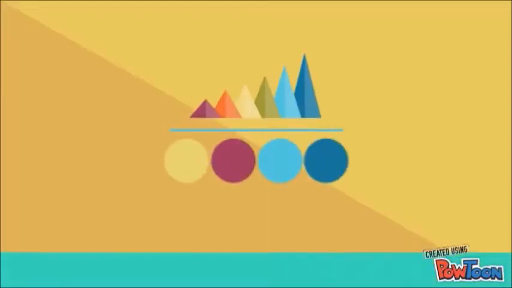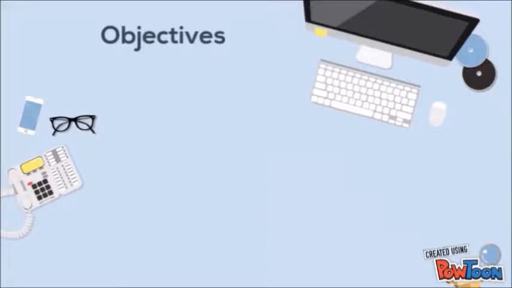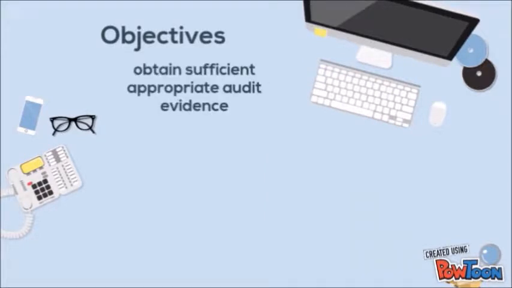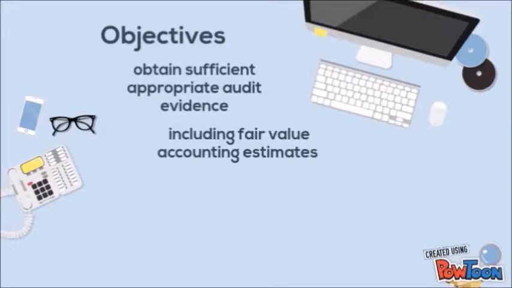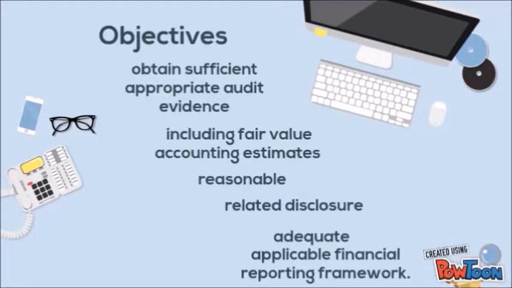Now, we move on to auditing accounting estimates, including fair value accounting estimates and related disclosures. The objective of this audit is to obtain sufficient appropriate audit evidence on whether accounting estimates, including fair value accounting estimates, are reasonable and related disclosures in the FS are adequate in the context of the applicable financial reporting framework.